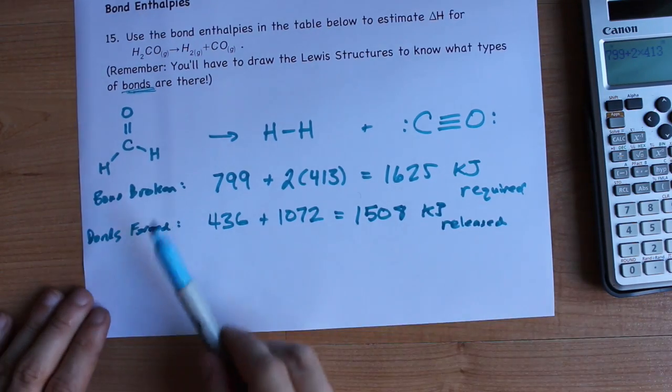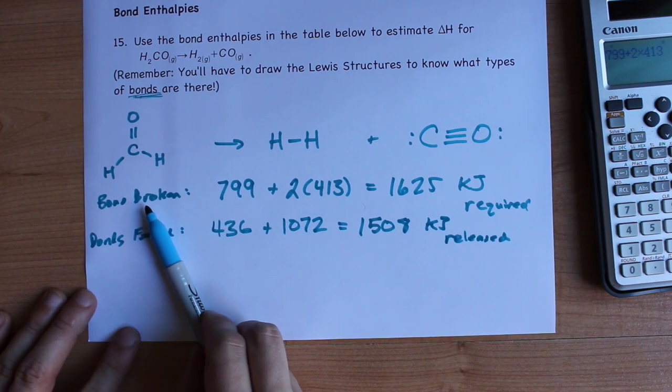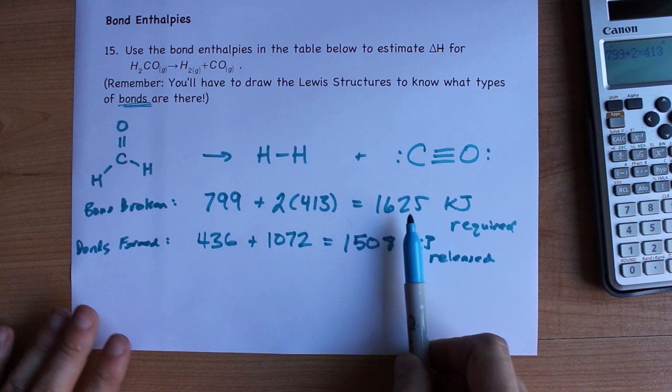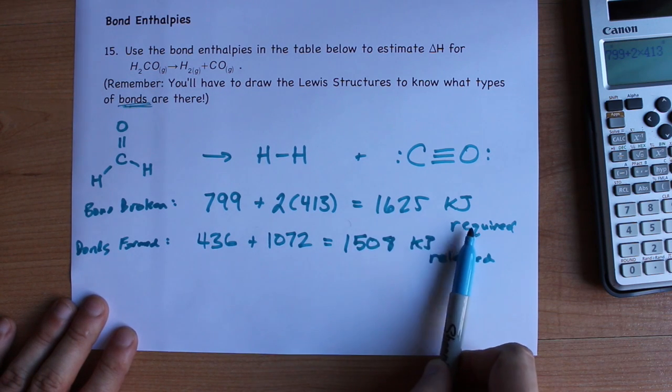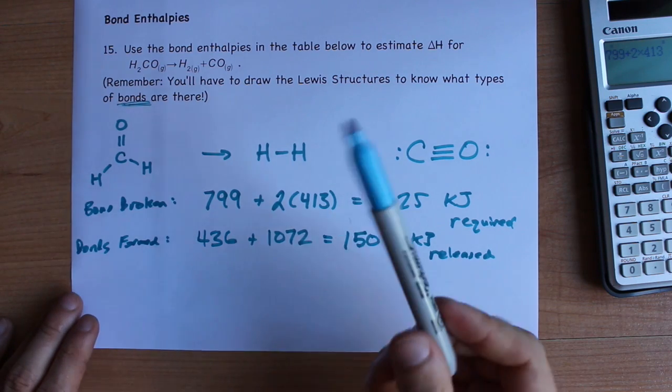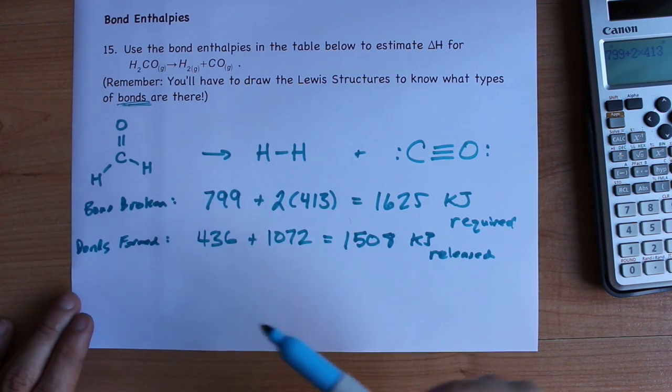The reason I do my bonds broken separately from my bonds formed is that I like to convince myself whether or not more energy was required or whether or not more energy was released. That will tell me what the sign on delta H needs to be.